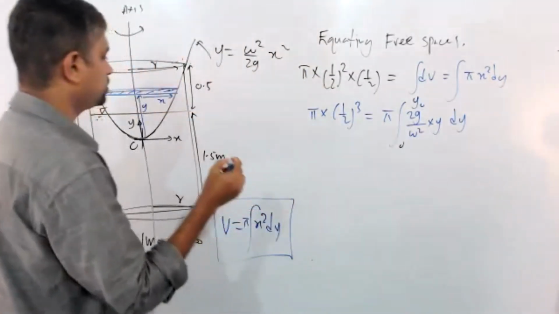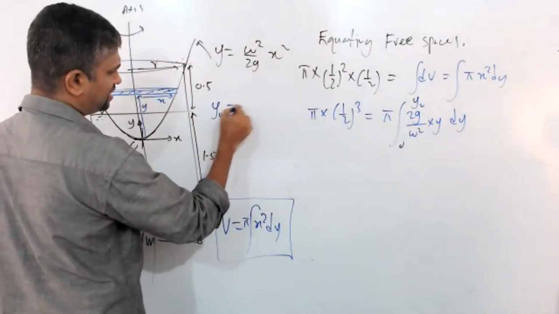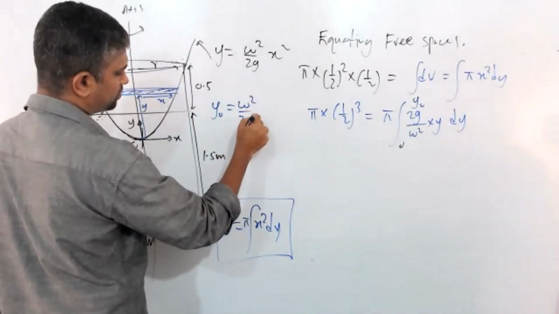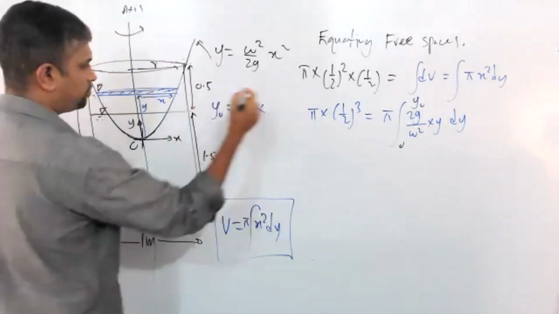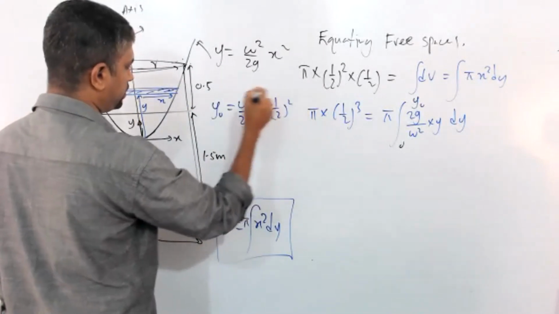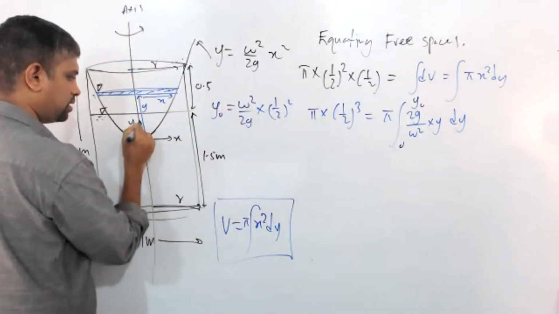Y naught means when x is half. When x is at this level.